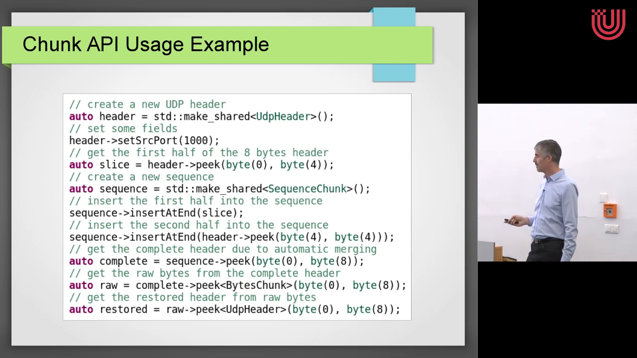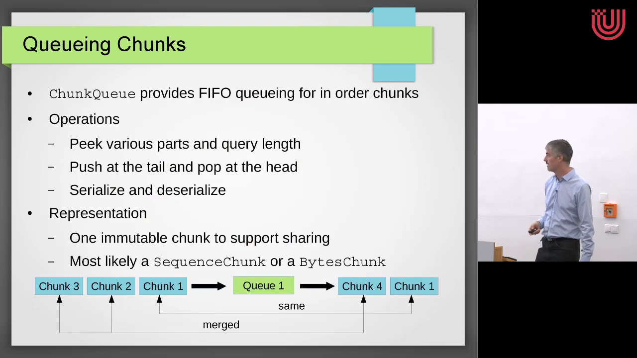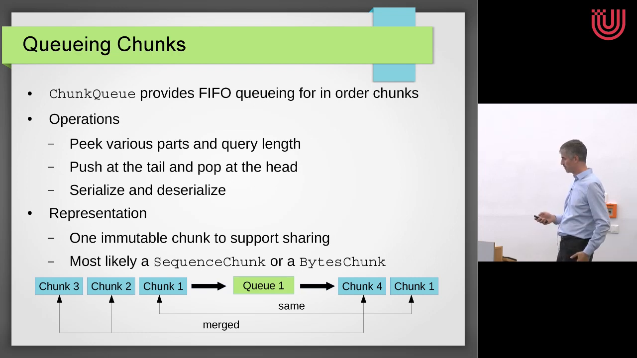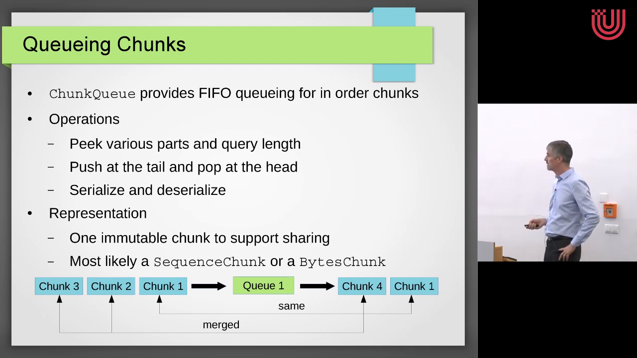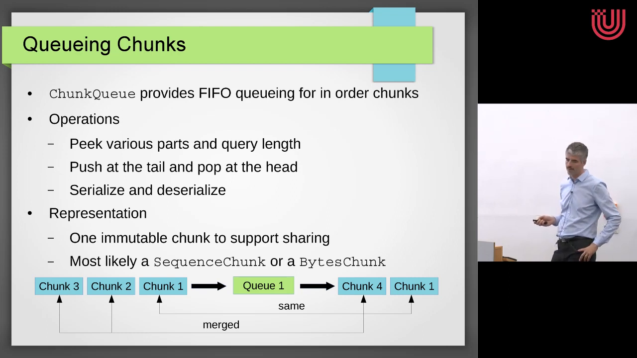Most of the time you don't peek into chunks. Most of the time you use packets and buffers and queues. So, queuing chunks. Chunk queue is basically a class which provides FIFO queuing for chunks that come in order. So basically you have the default queuing operations, as you would expect, and the representation is basically one chunk, which is kind of surprising.